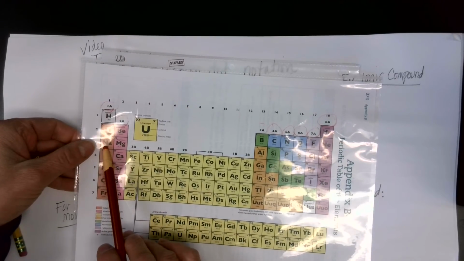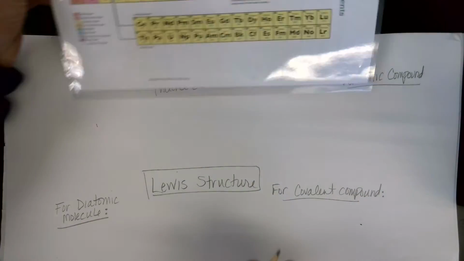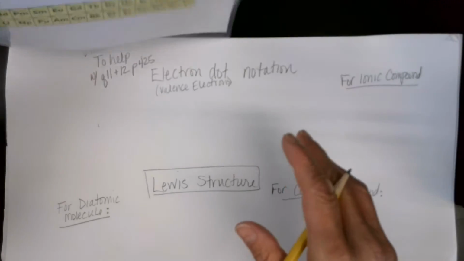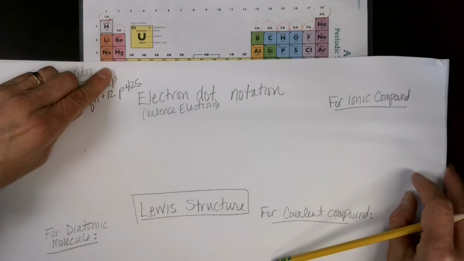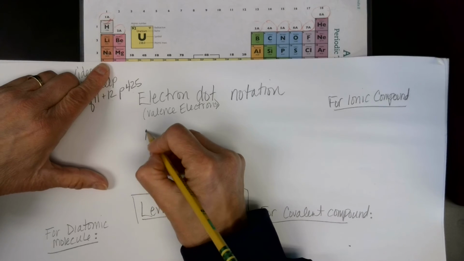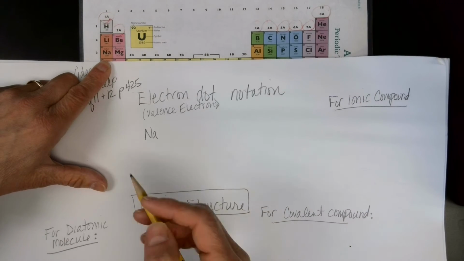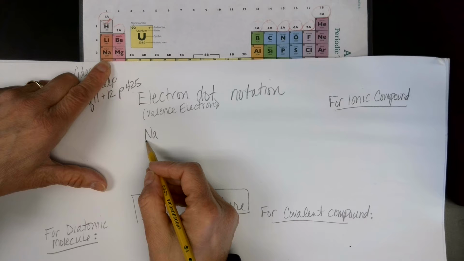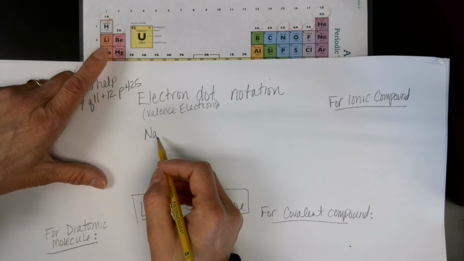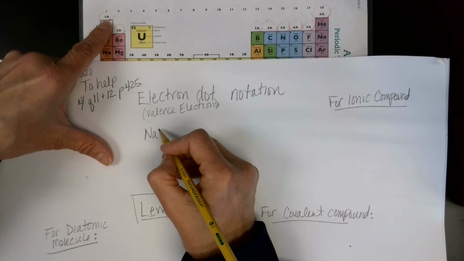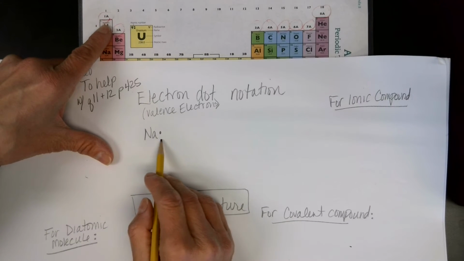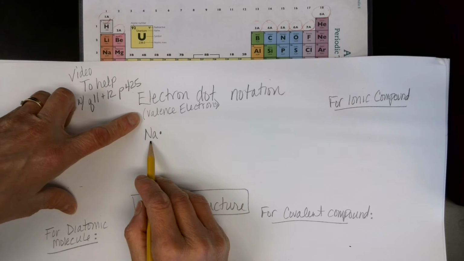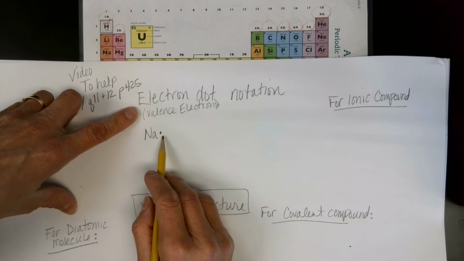For example, sodium. If I were to ask you to write what the electron dot notation is for sodium, let's see if I can get it here so we can look at it. Its abbreviation is Na, capital letter for the first letter, lowercase for the second. Sodium is going to be in group 1A. That would mean the only thing you would write for its electron dot notation would be Na with 1 dot.